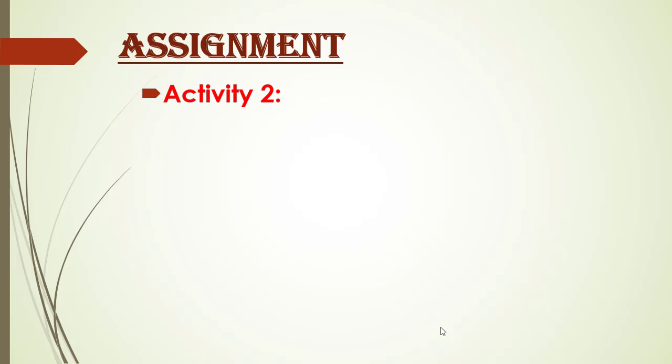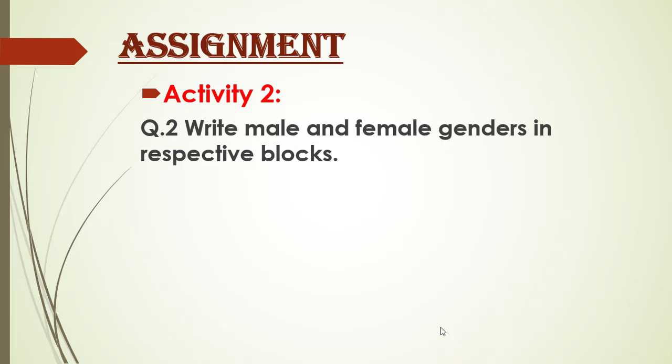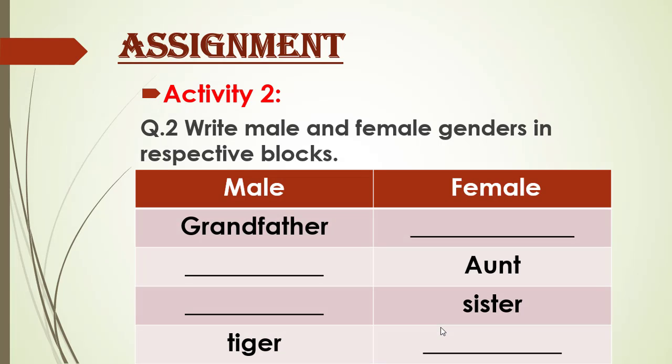Activity number 2. Question number 2. Write male and female genders in respective blocks. You have been given 2 blocks. In 1 block you have to write male genders and in the second block we have to write female genders.